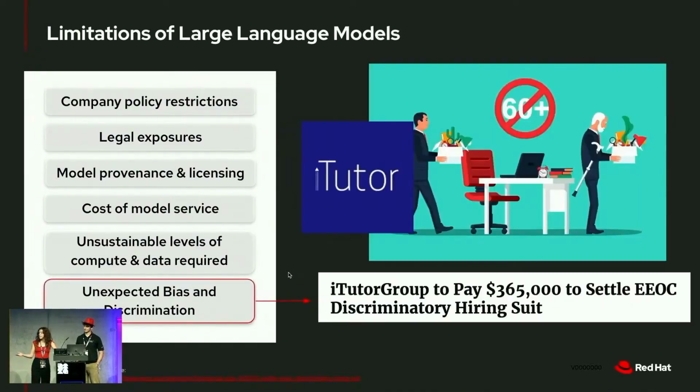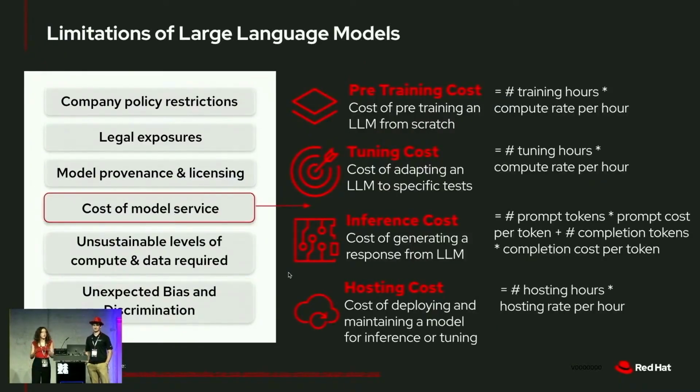This here is a case from iTutor where their model was automatically declining 60+ people for jobs, and they ended up having to pay a $400,000 hiring discriminatory lawsuit. And then finally, beyond all those fun, terrifying, flashy headlines, we have cost. That's a limitation that's also worth thinking about.